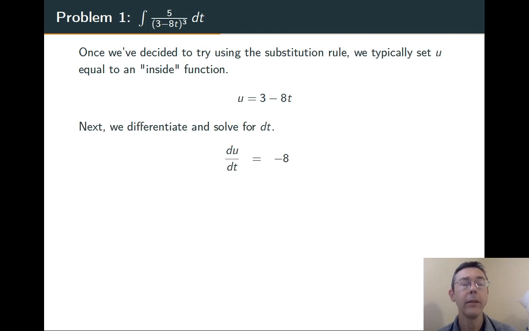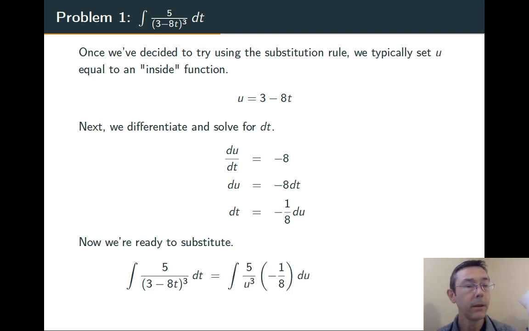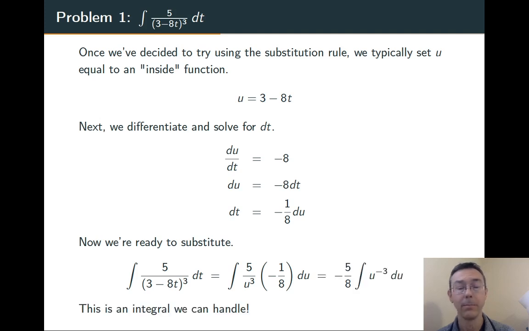Differentiate, and then solve for dt. Solve for the differential that appears in the integral. So here I multiplied both sides by dt and then divided both sides by -8. After that, you're ready to substitute. Take out the 3 minus 8t and replace it with u. Take out the dt and replace it with -1/8 du.